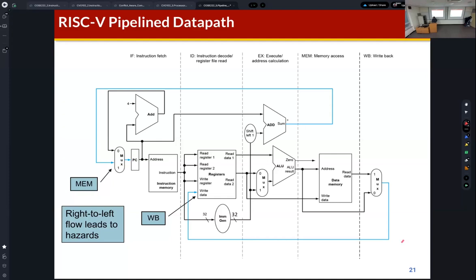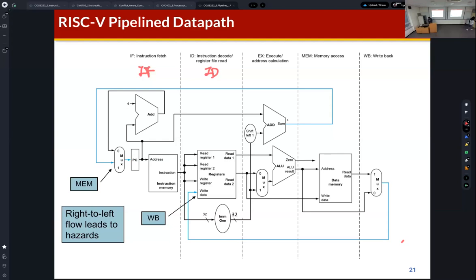This figure shows the full data path of a single cycle processor. We can divide the steps of a single cycle processor into 5 steps. This is the instruction fetch, and this is ID, instruction decoding.